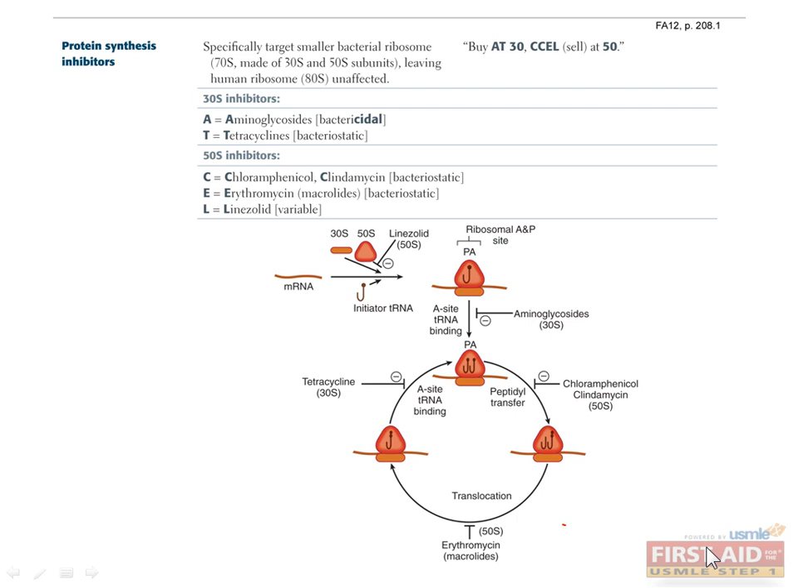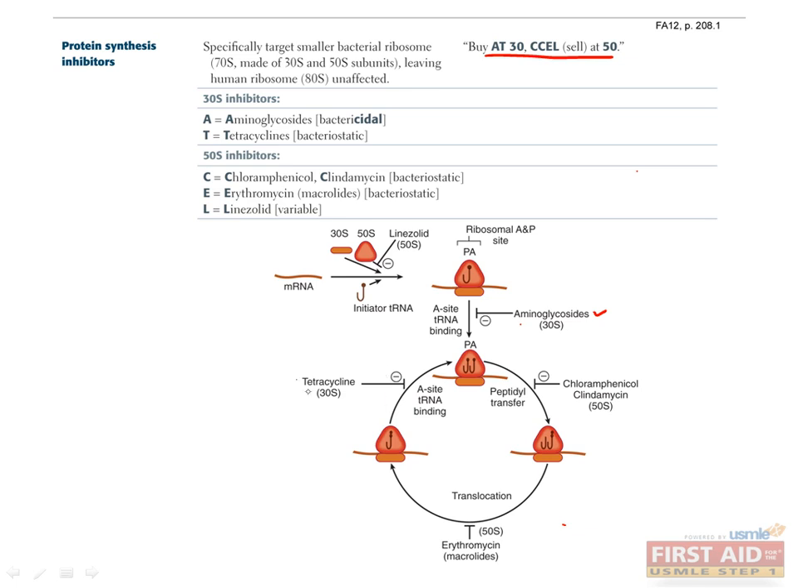Bacterial ribosomes are targets for antibiotics. These antibiotics are selected for the smaller bacterial ribosome and don't affect the human ribosome or its ability to synthesize proteins. Recall that the bacterial ribosome is 70S, comprised of 30S and 50S subunits, each of which is a target for antibiotics.